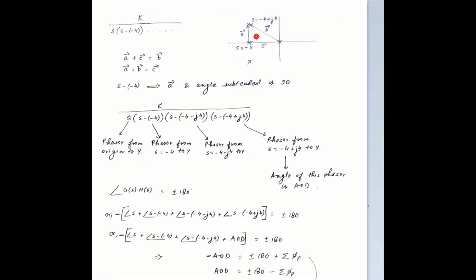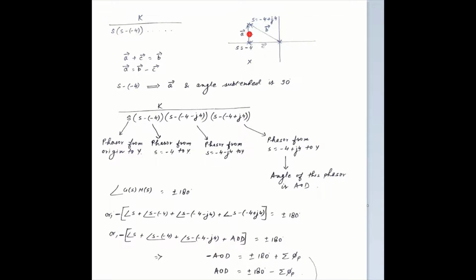Here this angle is 90 degrees, which is subtended from this horizontal axis. So when I write this transfer function in this format, there are four different factors, and each factor represents a resultant, which is actually a phasor from that pole. For example, this s minus minus 4 is actually a phasor from this point to the point y. I assume that this point y here is on the root locus.